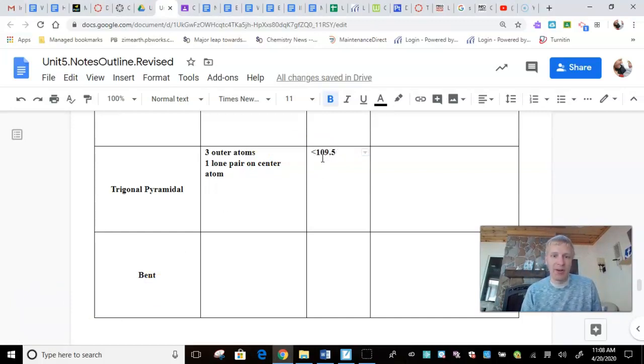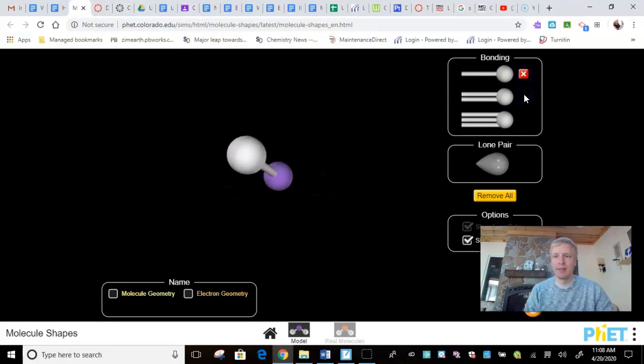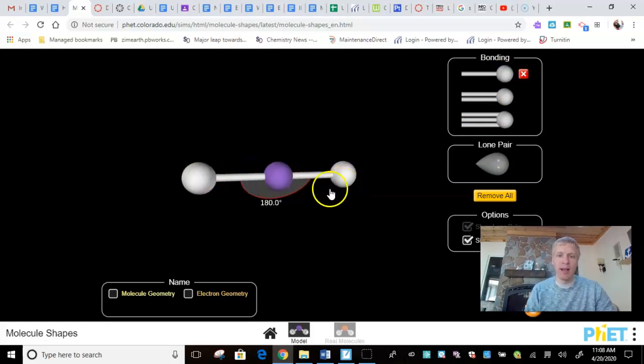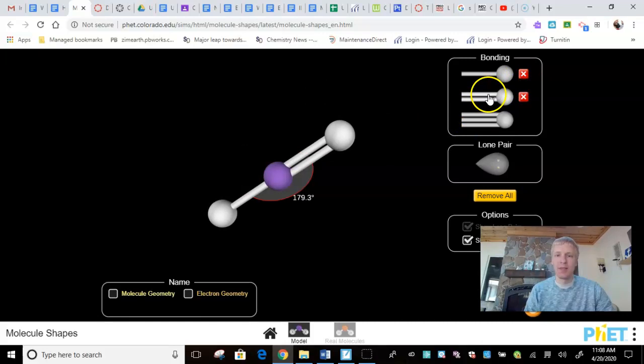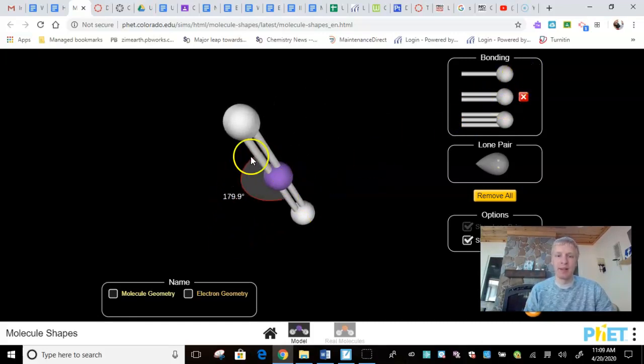3 outer atoms. Now, let's take a step back here. Why don't we go to this model right here, and we get rid of these. I showed you in the beginning we have linear, 2 outer atoms, 0 lone pairs on the center. Typically, it's caused by there being a double bond present in some way, making it linear, which would make sense. So now the center atom has 2, 4, 6, 8. It's kind of like how CO2 looks.